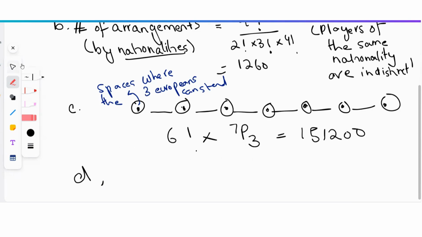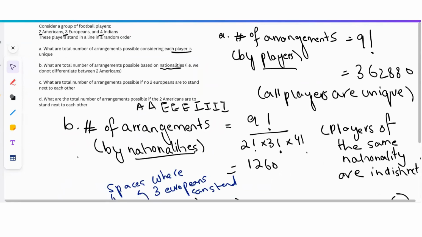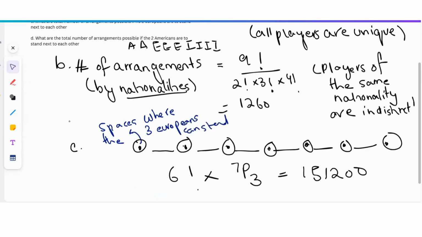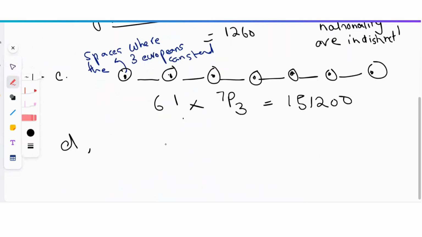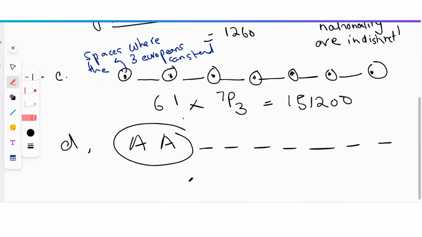Now let's look at part D. Part D asks: what is the total number of arrangements possible if the two Europeans are to stand next to each other? So we want the two Europeans to stand next to each other. So the two Europeans, we'll just put them in a box like this. And remaining, how many players do we have? We have seven players left. 1, 2, 3, 4, 5, 6, 7.